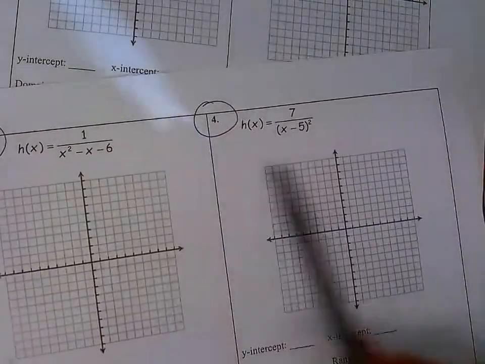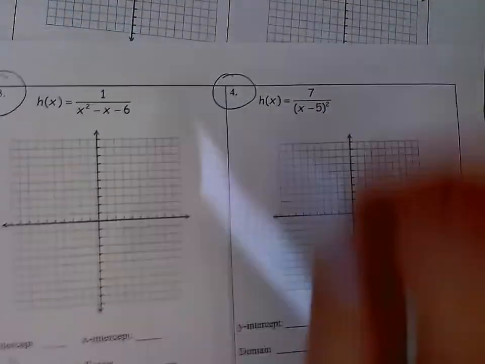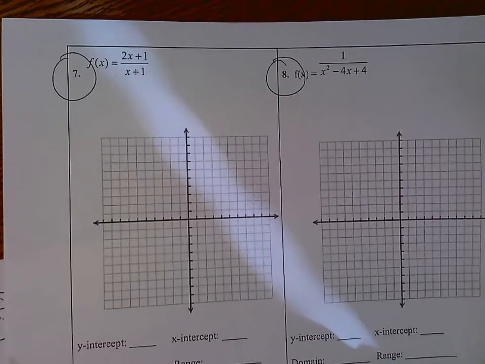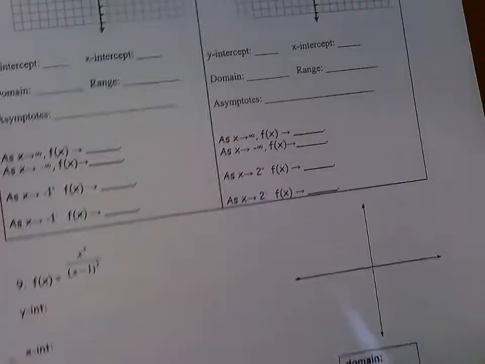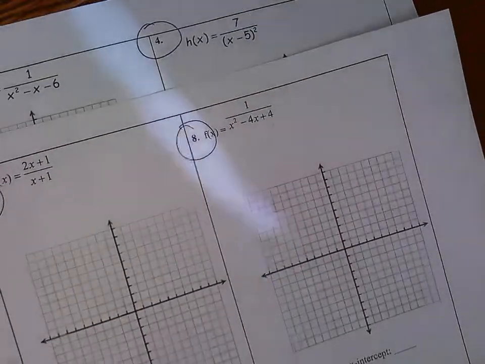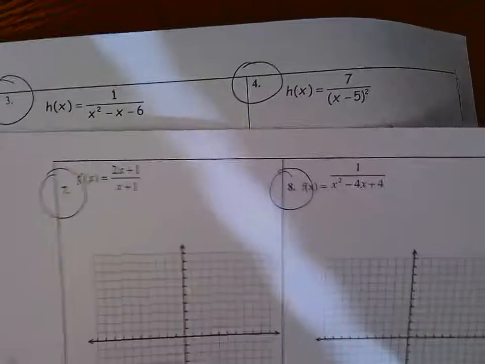You look at a graphing calculator for 3 and 4, and then I'm going to have you do 7 and 8. And then we're going to do number 9 as a warm-up next time together when it's a cubic divided by this quadratic for the slant asymptote. So you need to complete 3, 4, 7, and 8 and post those in Google Classroom.